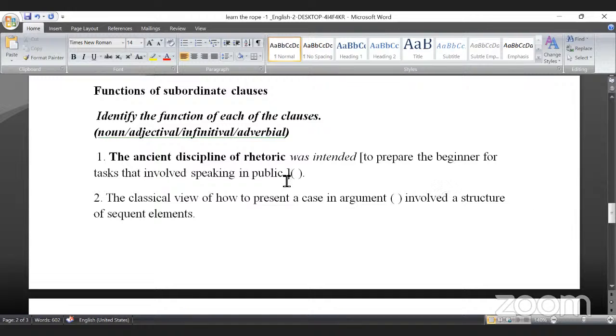Others who have said adjectival clause, you're also right, but this is an example of a clause within a clause. It's an embedded clause here. So from that onwards, you have your adjectival clause. And to prepare the beginner for tasks that involve speaking in public is your larger subordinate clause, which is basically the object of this sentence. The ancient discipline of rhetoric was intended, and the subordinate clause here is the object of the passive verb intended.